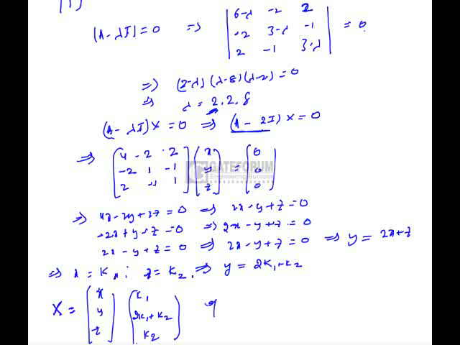If we take k1 equal to k2 equal to 1, then we will be getting the eigenvector as x is equal to [1, 2k1 plus k2, which is 2 plus 1, 3, and k2 is nothing but 1]. So this is the eigenvector corresponding to the least eigenvalue. So here the correct option is option A.